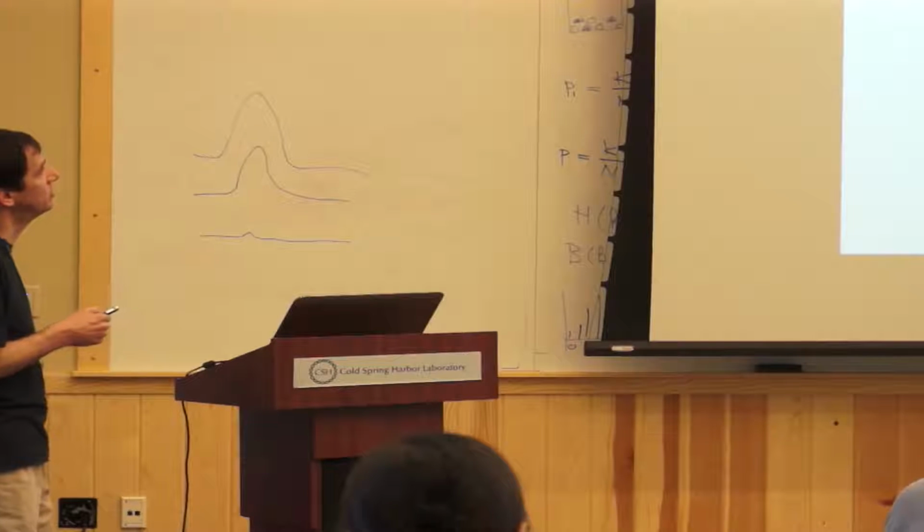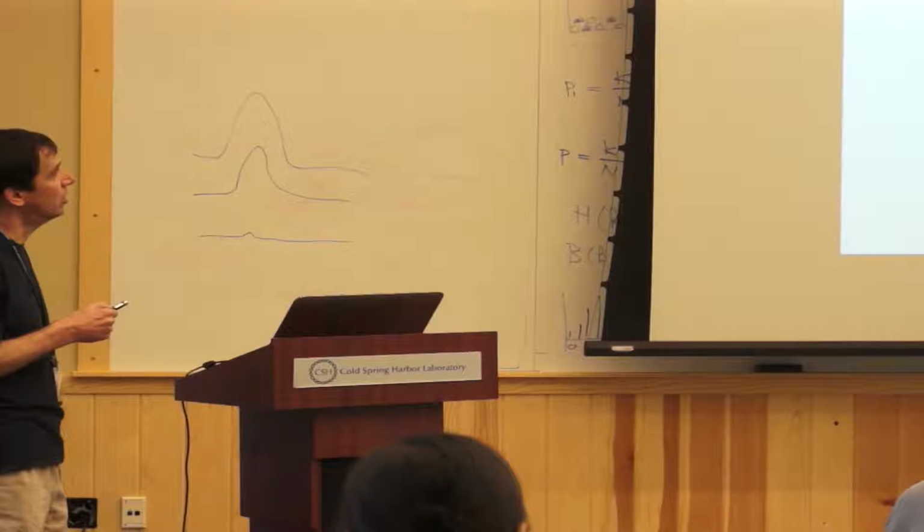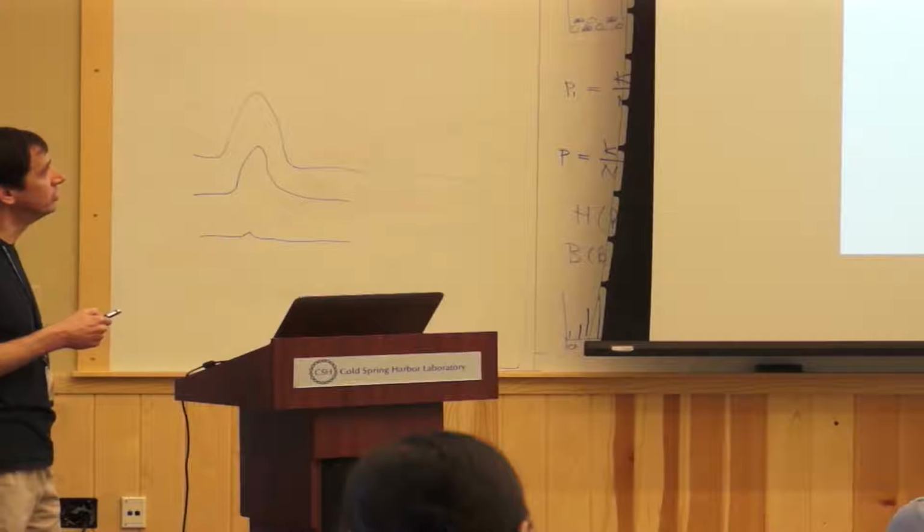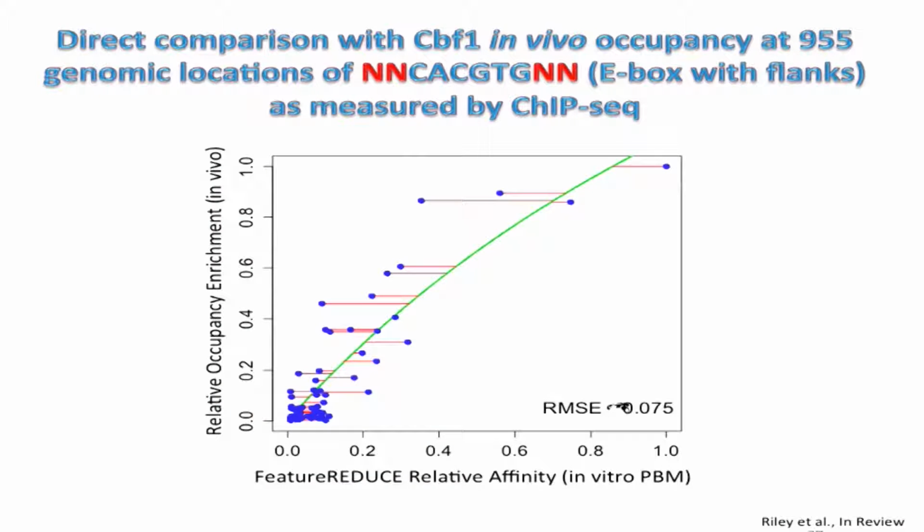And so this is a measurement to show that using our affinity model built on PBM data for CBF1, if we compare that to in vivo occupancy for 955 E-box motifs in the yeast genome, we get, I think, a pretty good match. And again, this is the in vivo setting, which is a lot messier than the in vitro setting. But we get a root mean squared error of 0.075, which is pretty good.